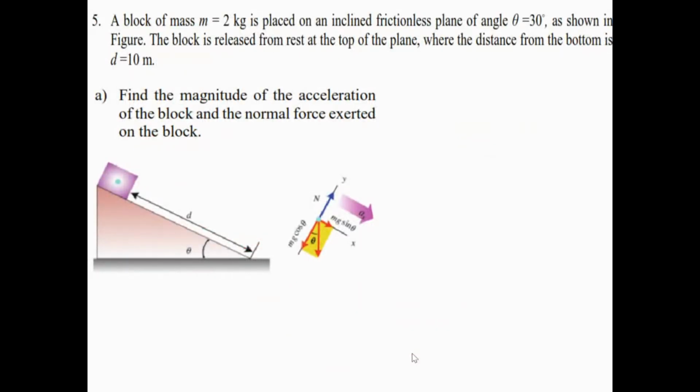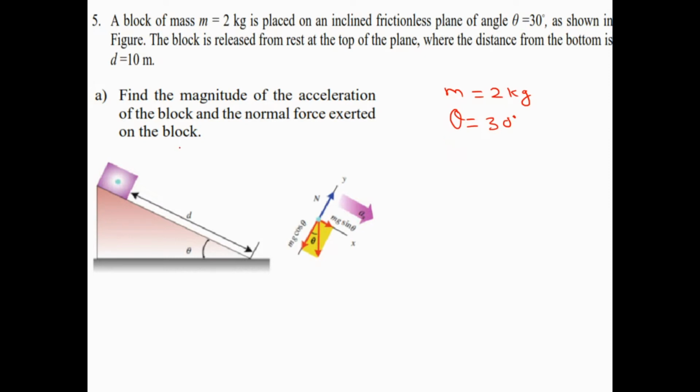Read the questions very carefully. What is given in the question? A block of mass M, which is equal to 2 kilogram. What is the mass of the block? The mass of the block is 2 kilogram, and it is on the inclined frictionless plane, which is making an angle of theta, which is equal to 30 degrees. So what's the theta value? It's 30 degree as shown in the figure.